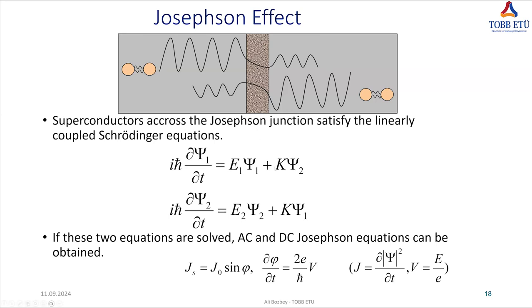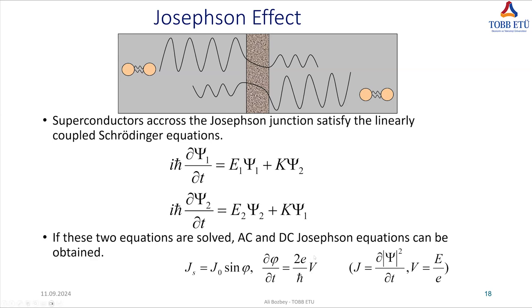So K is the coupling coefficient between two wave functions. If we solve these two coupled Schrödinger equations, we obtain two equations, the AC and DC Josephson equations. One is the DC Josephson effect, and the other is the AC Josephson effect. The DC one predicts the DC current on the Josephson junction, and the AC one predicts the oscillations on the Josephson junction.